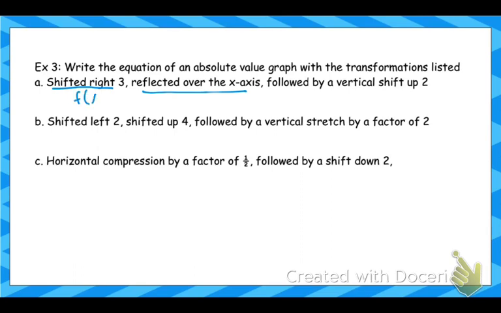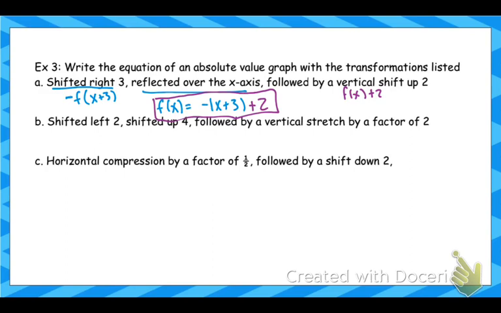That's f of x plus 3. Reflected over the x-axis, that is a negative out in front. So this will be f of x equals negative absolute value of x plus 3. After we've done those transformations, the next transformation is a shift up. So a shift up 2 is f of x plus 2. So we're going to take that function and add 2. And that's my equation.